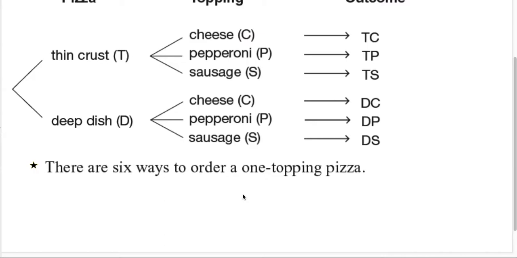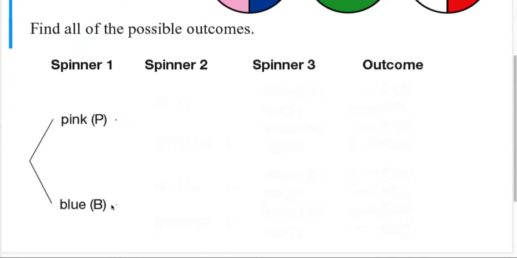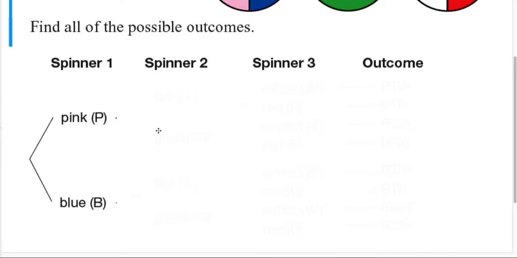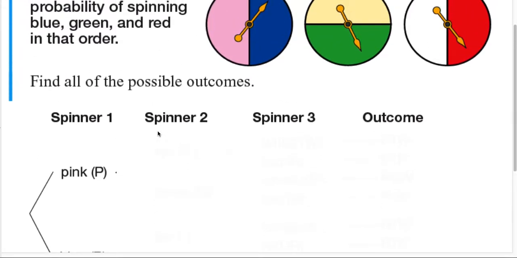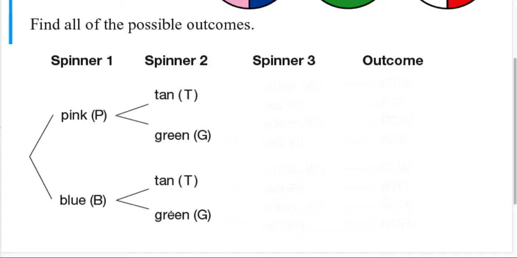Take a look at example number 2. You have spinners. Each spinner is spun once. Find the probability of spinning blue, green, red in that order. First, find all the possible outcomes. We write out spinner 1, spinner 2, spinner 3, and the number of outcomes. In spinner 1, there are 2 possible outcomes: pink and blue. Whenever you spin spinner 2 and you get a pink, you have another 2 possible outcomes: tan and green. And when you get blue, you have 2 possible outcomes, also tan and green.